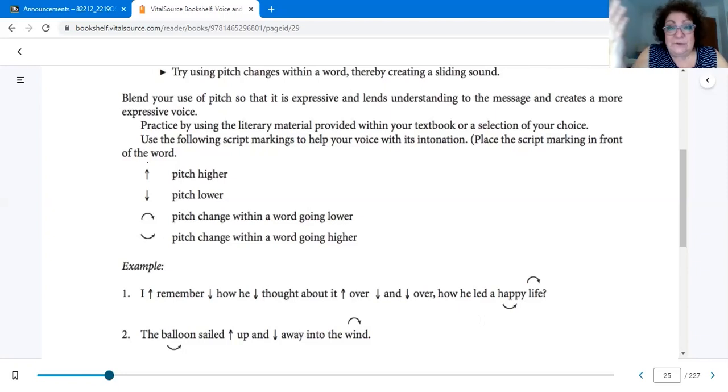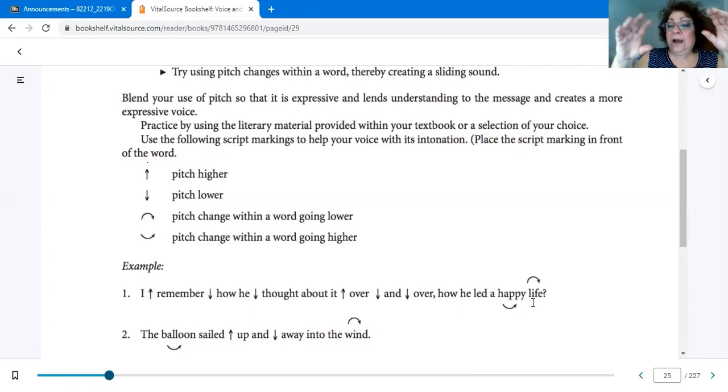Most of your generation composes on the computer, so this is quite easy to incorporate the script markings. So what a slide is, a pitch change within a word going lower. So let's look at this. We take the vowel sound, we elongate the vowel sound and drop our pitch. So regularly the word is life. Pitch change down, life. I take the vowel and I lower it.